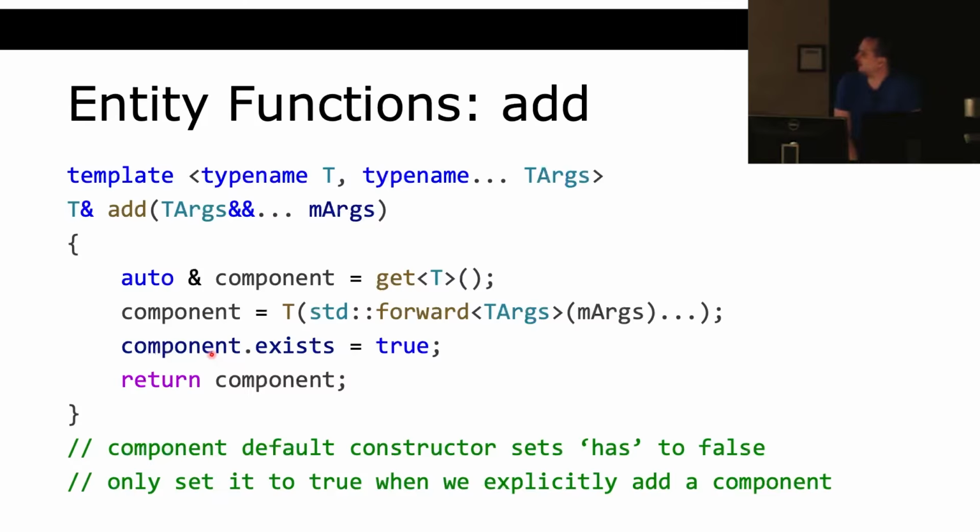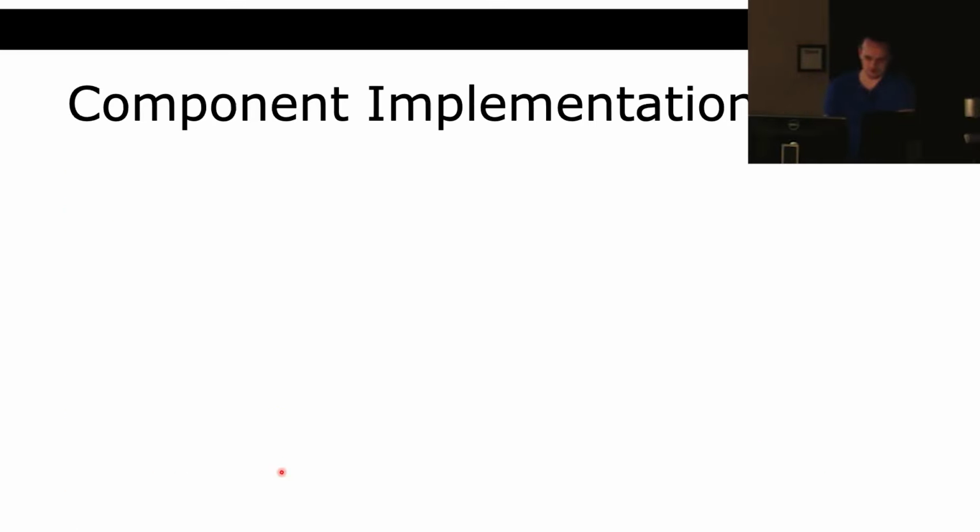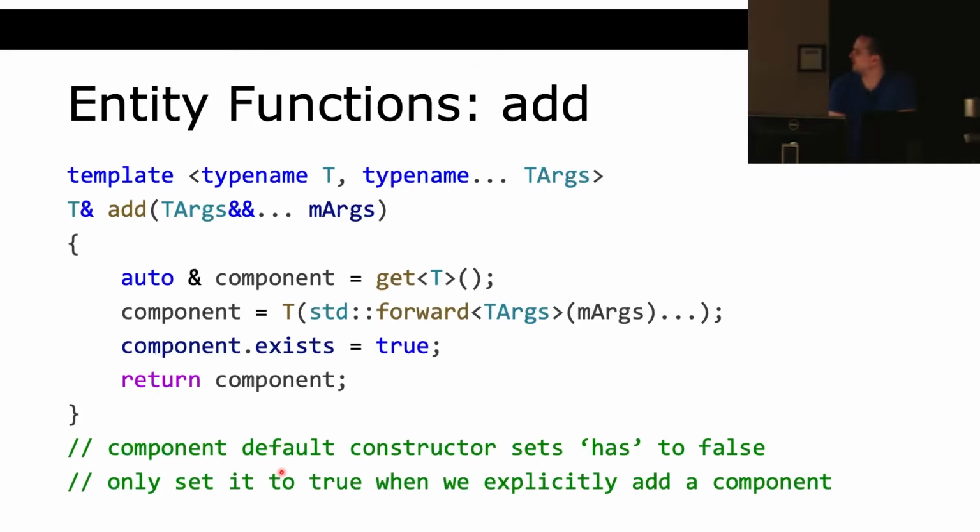And then since we are explicitly adding this component, I am going to say that the exists variable on that component is equal to true, and then I'll return a reference to that component. Okay? So the component default constructor has this, this is supposed to be exists. That is set to false by default, and it's only set to true when we explicitly add a component. And if we remove a component, again, it default constructs it, and so that exists variable is set back to false. So that's how we're going to do things. Okay, this is how the entity is going to be implemented.